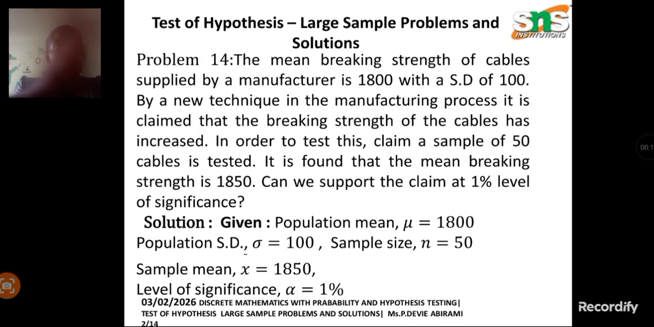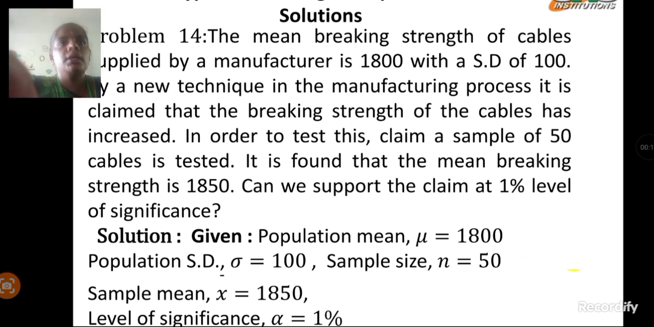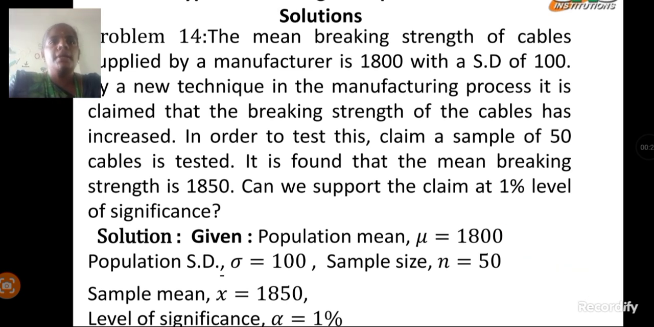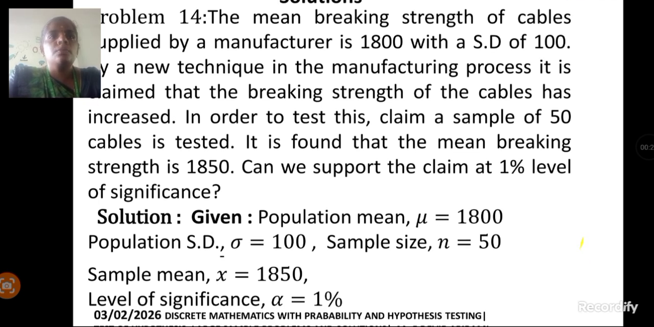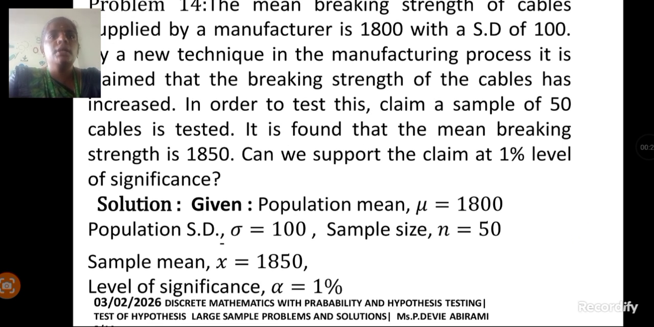My very first problem is: the mean breaking strength of cables supplied by a manufacturer is 1800 with a standard deviation of 100. With a new technique in the manufacturing process, it is aimed that the breaking strength of the cable has increased. In order to test this claim, a sample of 50 cables is tested. It is found that the mean breaking strength is 1850. Can we support the claim at 1% level of significance?